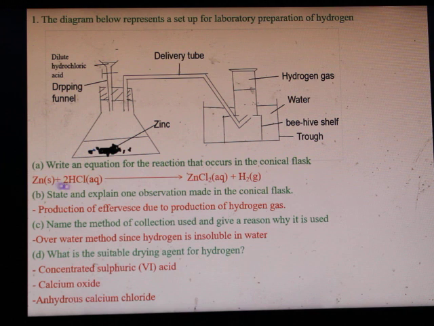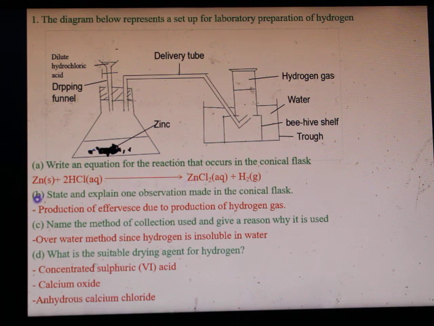So when added to hydrochloric acid, it's going to displace hydrogen ions from hydrochloric acid, and now hydrogen ions come out of the solution in the form of hydrogen gas, then zinc goes into the solution, forming zinc chloride solution.